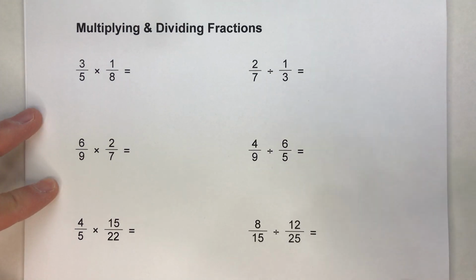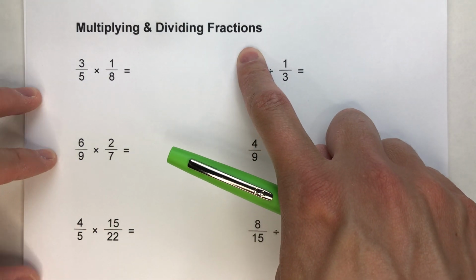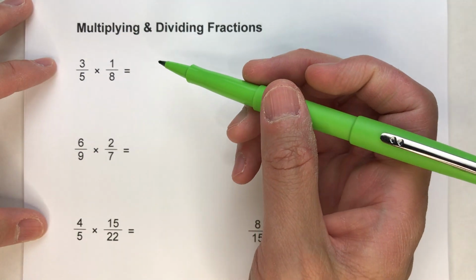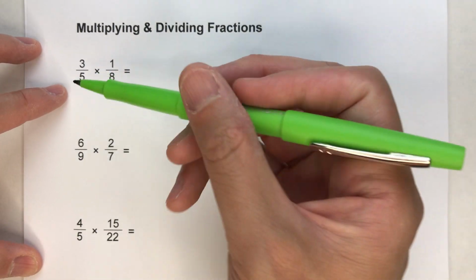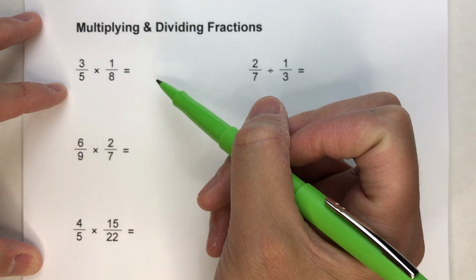So today we're going to be multiplying and dividing fractions. It turns out multiplying fractions is pretty easy. Take a look at these three examples we've got here. I've got 3/5 times 1/8.